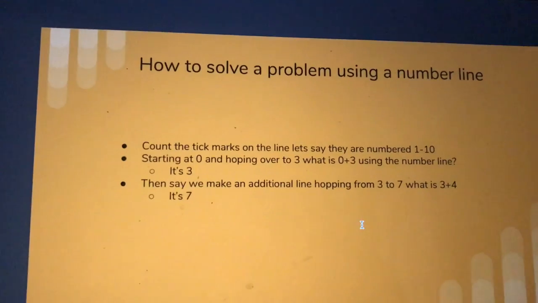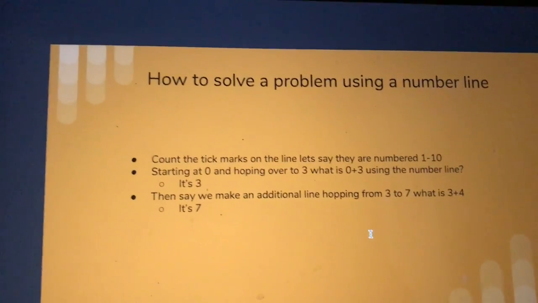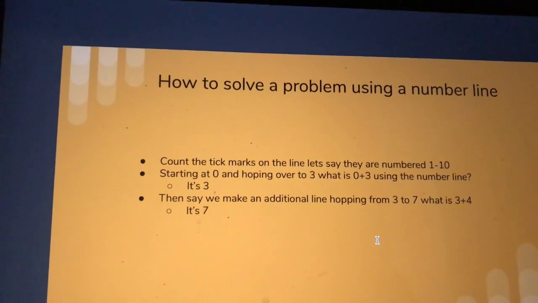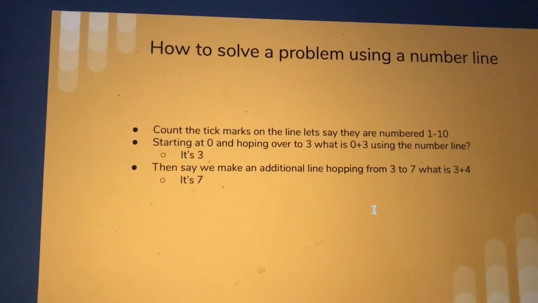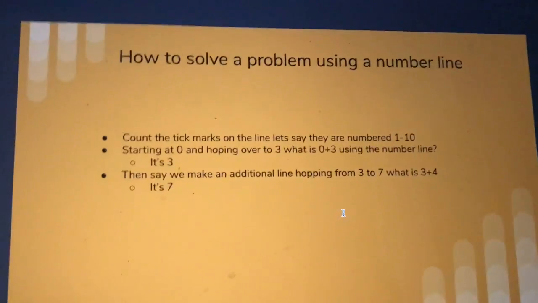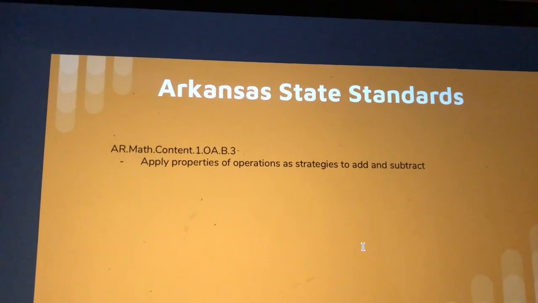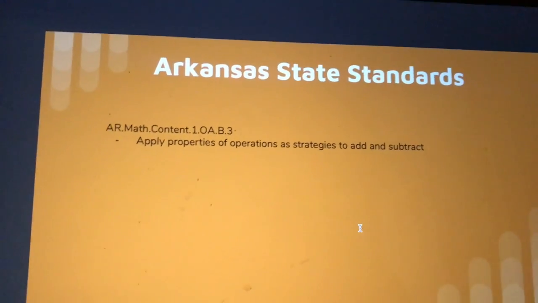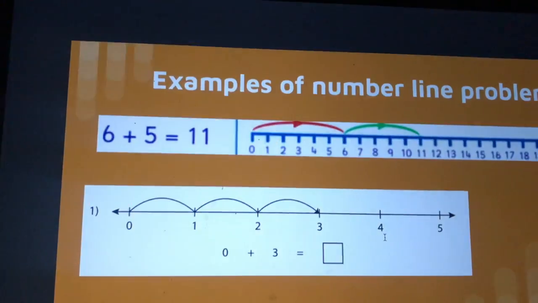Then say we make an additional line hopping from 3 to 7. What is 3 plus 4? It's 7. So there are 2 lines adding up to 7. The first line adds up to 3, the second line adds up to 4. Both together make 7. The Arkansas State Standards, Arkansas Math Content 1OAB3, apply properties of operations as strategies to add and subtract.